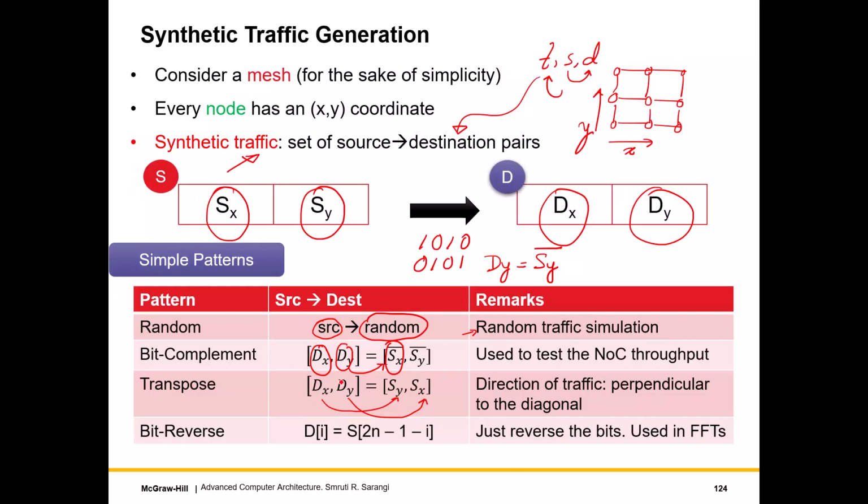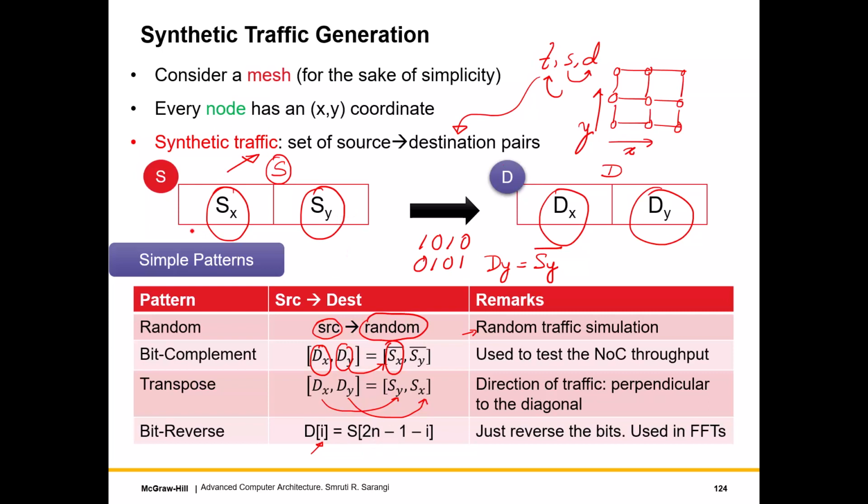Now again, let's go back and look at bit reverse. In this case, we treat the entire S array, which is the concatenation of Sx and Sy, as one large array, and the concatenation of dx and dy as one large array. So what you do is you just reverse the bits. You say that the ith bit in the destination is s2n minus 1 minus i. So this just reverses the bits, right?